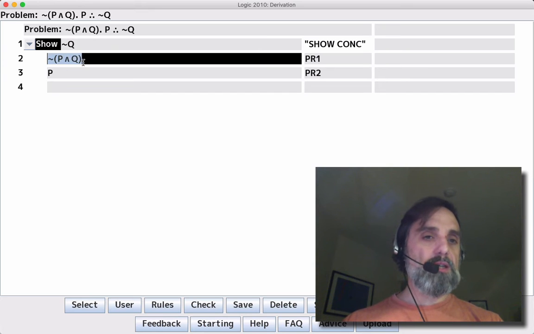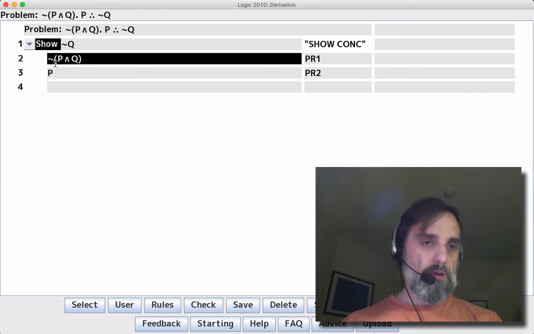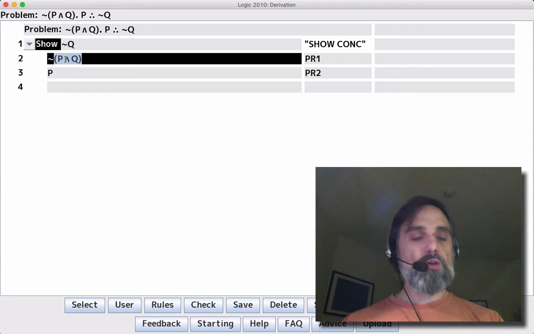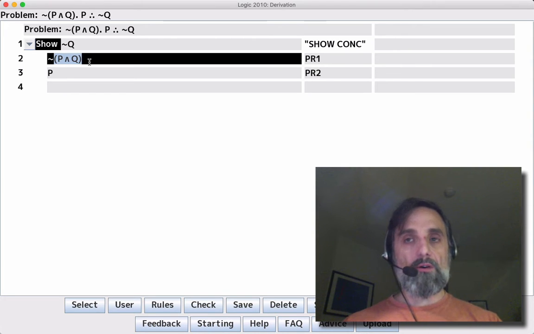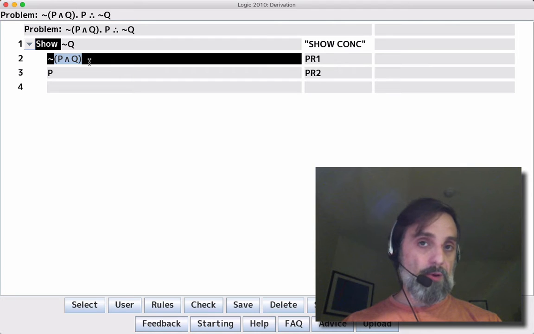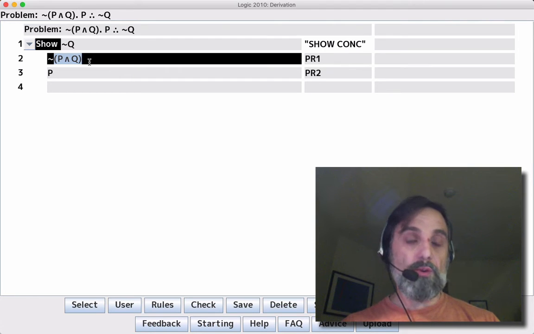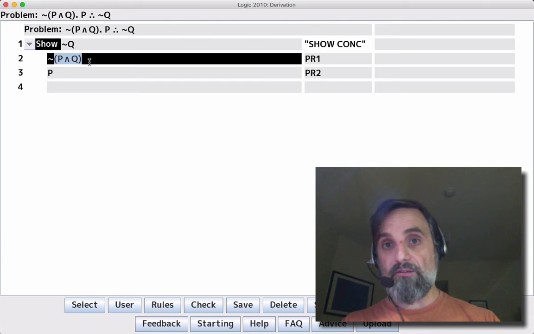So this tells us, well, it's the negation of a conjunction, right? So what this says is the conjunction is false. That could mean a couple of different things. It could mean that both P and Q are false, or that P is true and Q is false, or that P is false and Q is true. What we can't have is that both P and Q are true. That's what is ruled out by the conjunction being false.